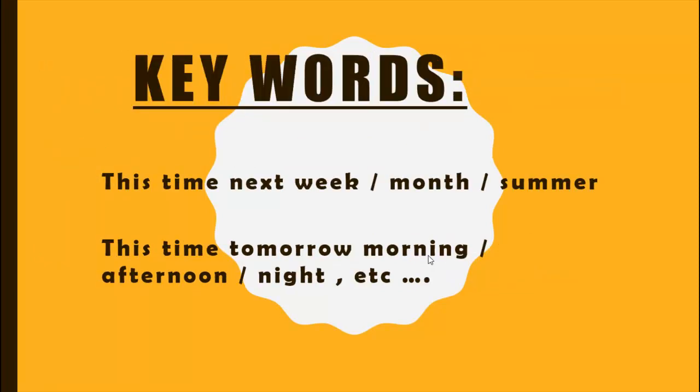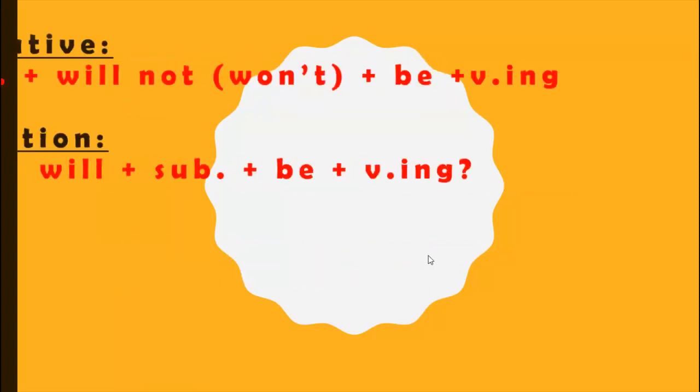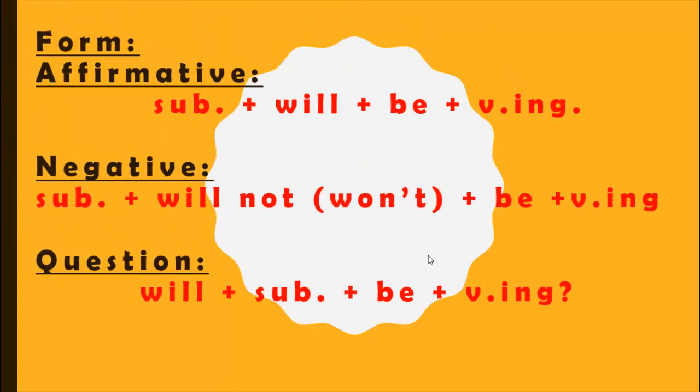The time expressions: this time next week, this time next month, this time next summer, this time tomorrow morning, afternoon, night, and so on. Form, as we noticed before: subject plus will be plus ing. In negative: subject plus will not, won't, be plus ing. Questions: will plus subject plus be plus ing, question mark.